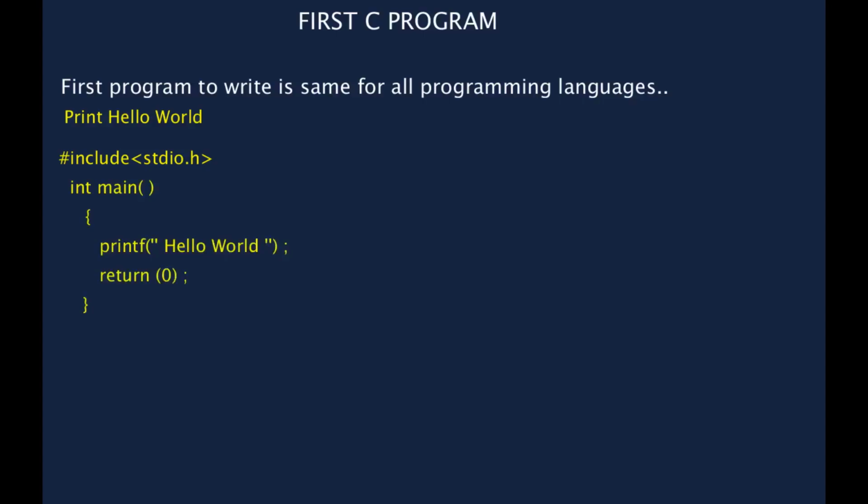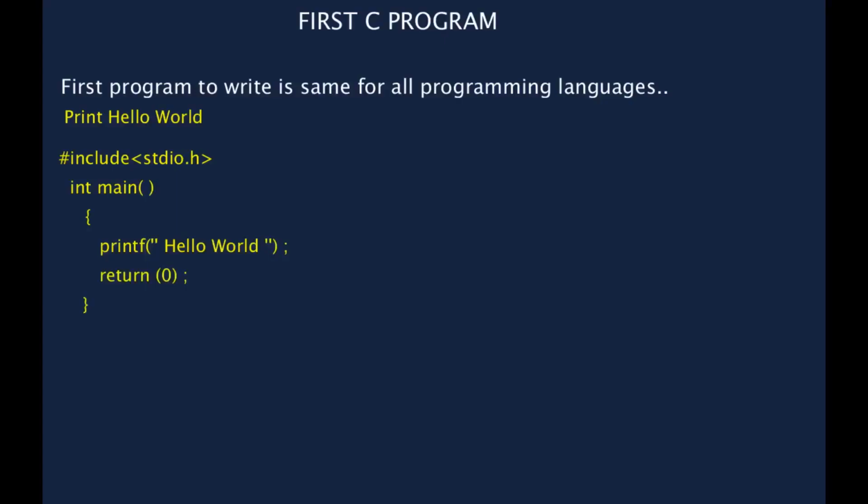Now #include <stdio.h> is used to include the standard input-output library in C. This library contains the definitions of functions like printf, scanf, etc. And every C program must contain the main function, and int is the return type of the main function.